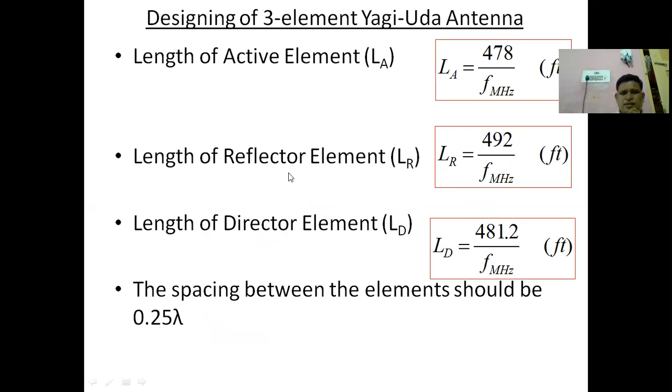Similarly, the length of the reflector element is 492 divided by the frequency in megahertz.